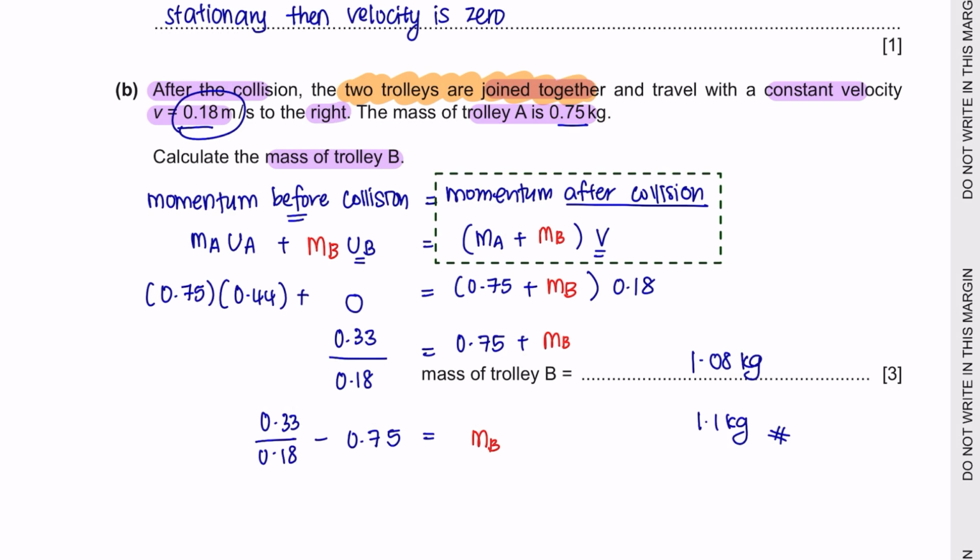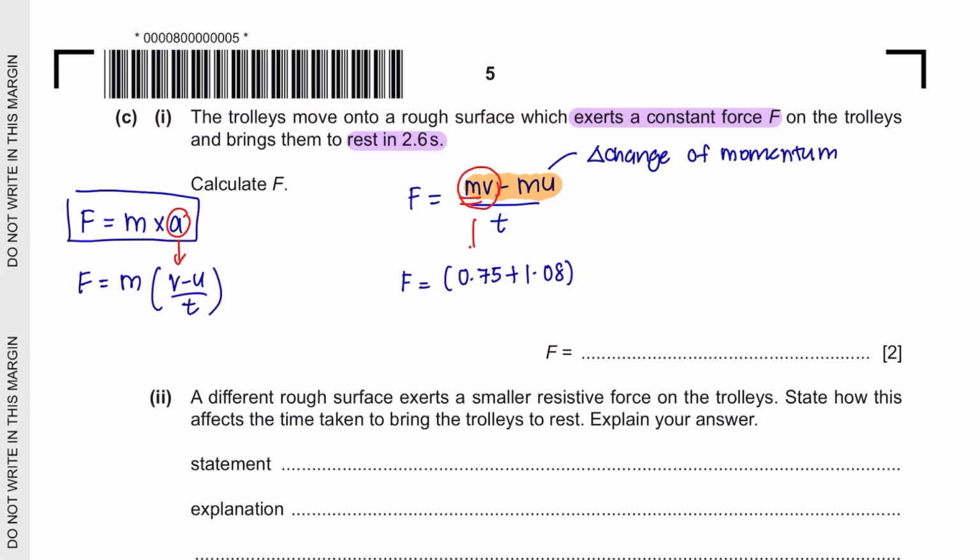The momentum after collision is the total mass of trolley A and B multiplied by the final velocity. Now that we have the mass of trolley B, we can add up their masses together and multiply by the final velocity after the collision, 0.18, and minus before collision, which was from trolley A, mass of 0.75 and the initial velocity of trolley A was 0.44. Trolley B was stationary, hence it had zero momentum and we will not include it in the momentum before collision.